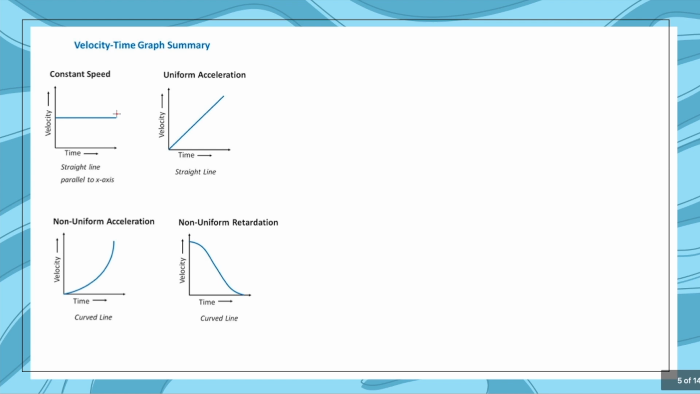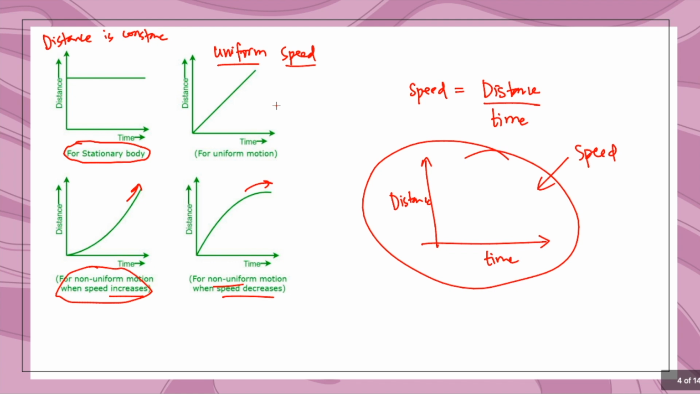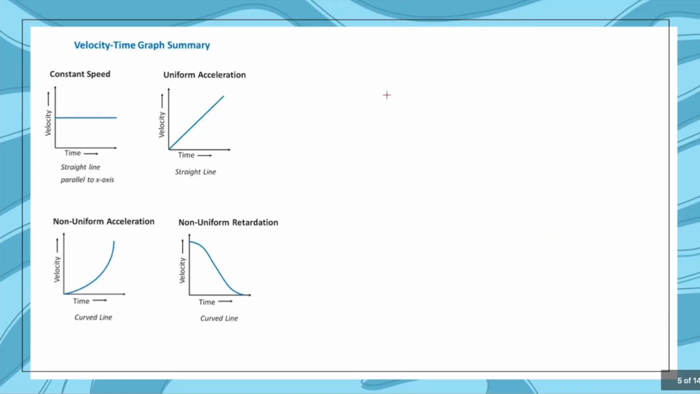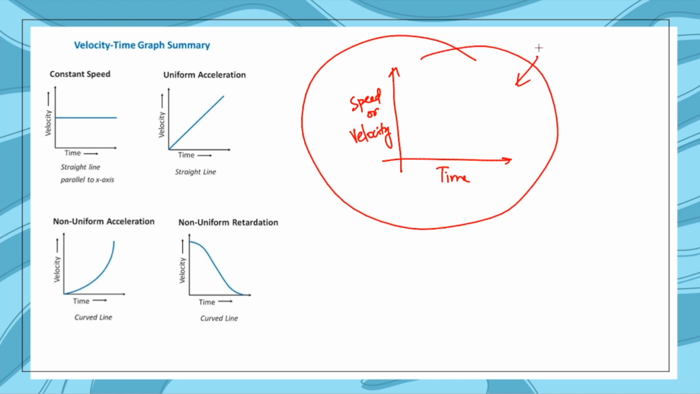Again, there are some more graphs. As I told you, there is a relationship between distance and time. Similarly, there is a relationship between speed and time, or velocity and time. So if you have a graph plotted between speed or velocity and time, this graph is going to give you information about acceleration.